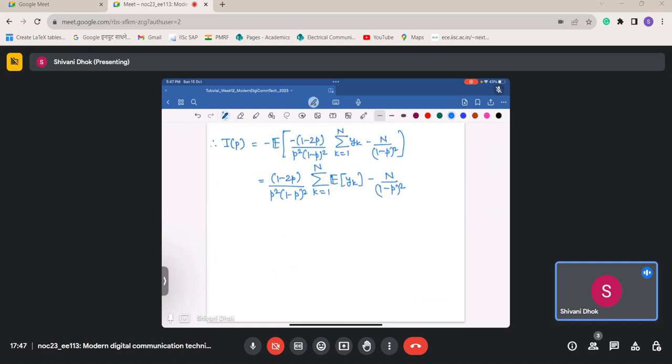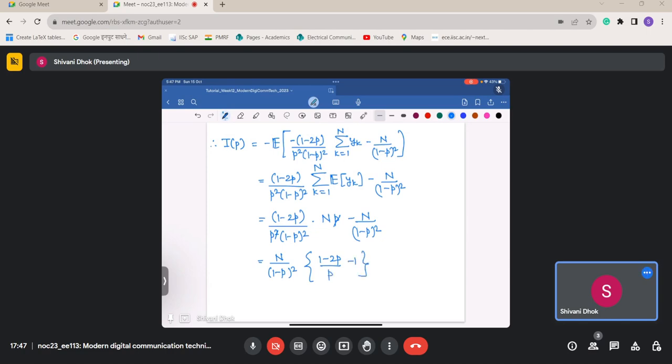Now again, this expectation of yk is simply equal to p, so this comes out to be (1 minus 2p) upon p square into (1 minus p) whole square multiplied by n times p, minus n upon (1 minus p) whole square. Now this p gets cancelled with this p, and I can take out n upon (1 minus p) whole square outside, like common. Inside the bracket it will be 1 upon 2p upon p minus 1.